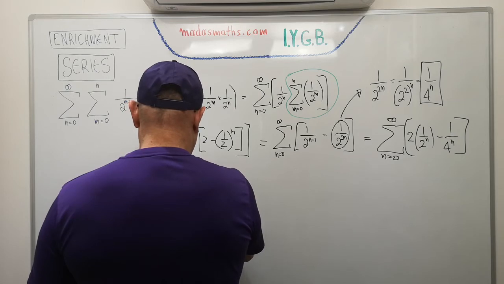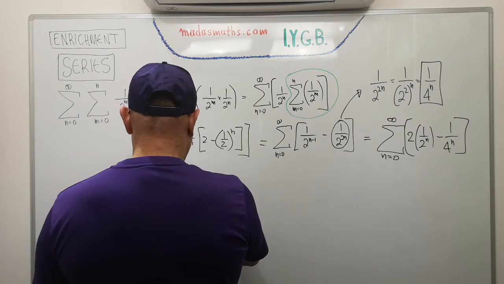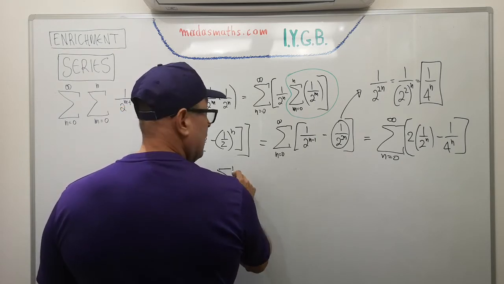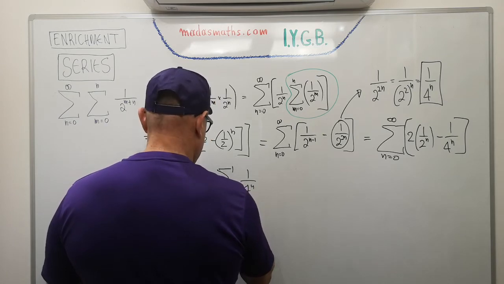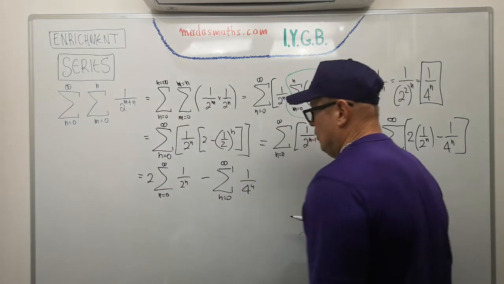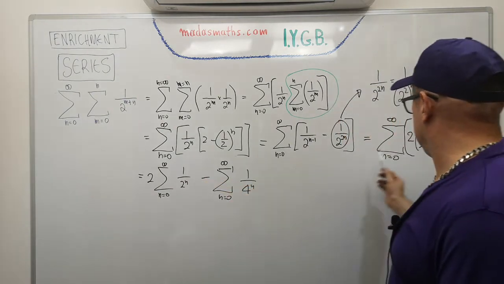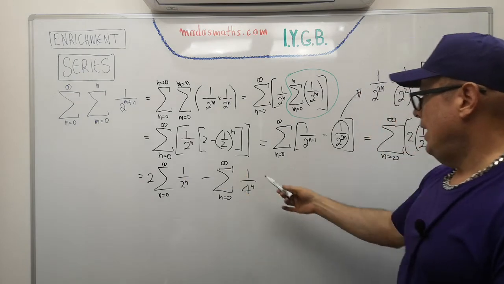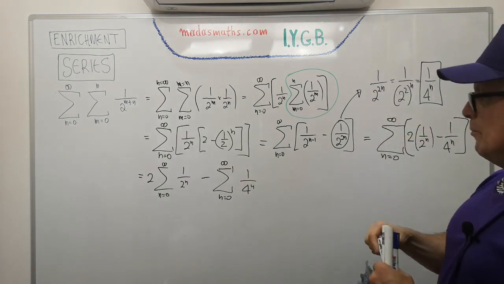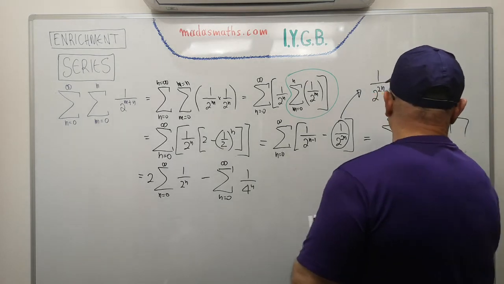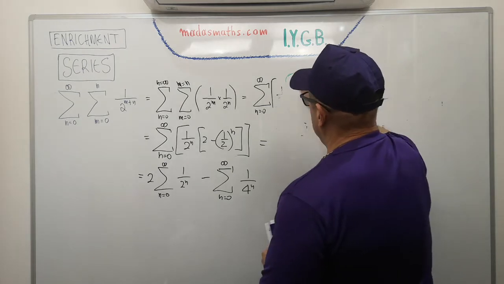1 over 2 to the n to infinity, and then it's a minus sigma 1 over 4 to the n, again same limits. Okay, have a look at what we got so far. This one, I put the 2 on the outside, and this is 1 over 2 to the n there, and there's of course minus, same summation, 1 over 4 to the n. Let's make some room. I claim these are now geometric, both of them, they're both sums to infinity. We'll find each of them separately and then we'll put them together.